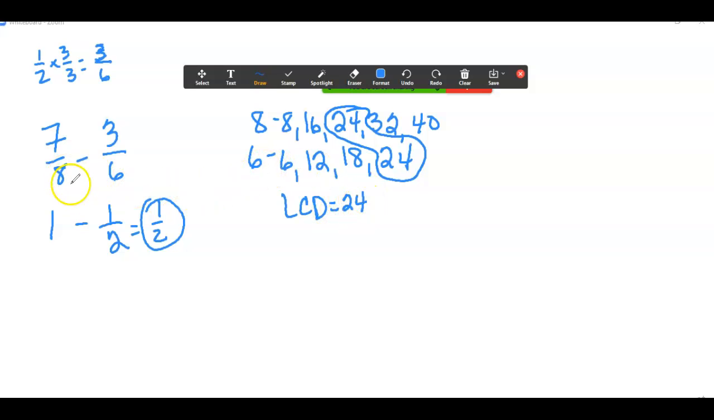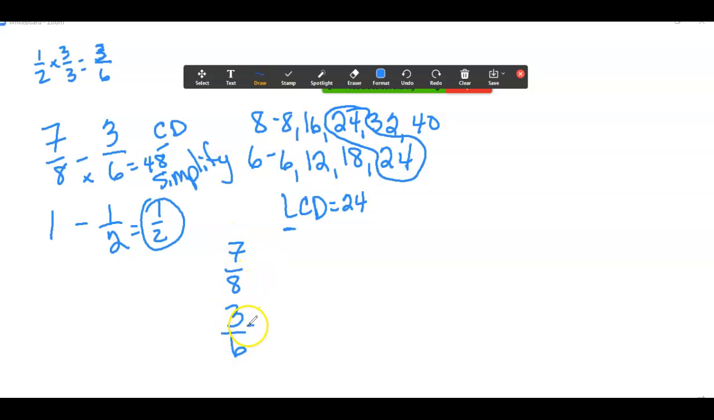Now, for those of you that like to multiply and say 8 times 6 is 48, that's going to be a common denominator, it's not going to be the lowest. Okay, it is a common denominator, and I can change these to 48, but it means that I absolutely will have to simplify later. Okay, so after we use our LCD, I'm going to come back and show you what that looks like. All right, so if my LCD is 24, I want to change 7/8 and 3/6 into 24ths.